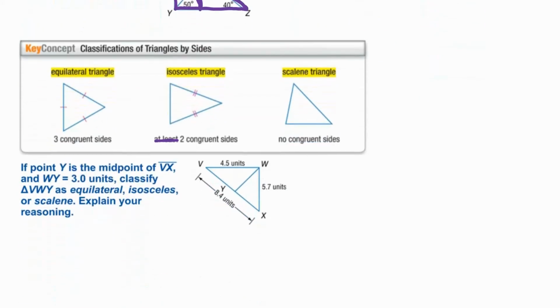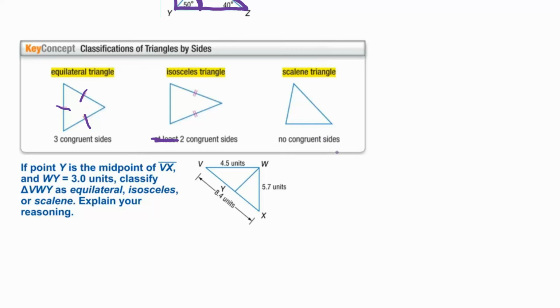We can also classify triangles by sides. Equilateral has three equal sides. An equilateral triangle is also an equiangular triangle. Isosceles triangle: in this class, an isosceles triangle has only two congruent sides. If it has three, it's equilateral. Scalene triangle has no congruent sides.